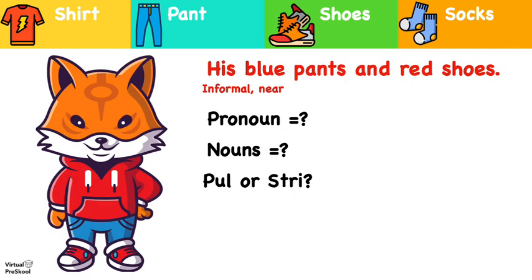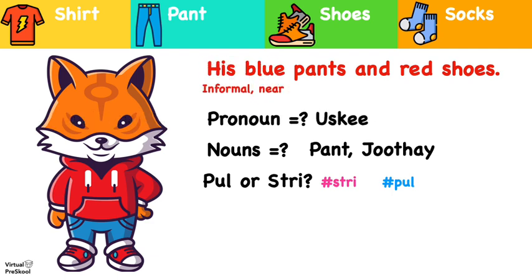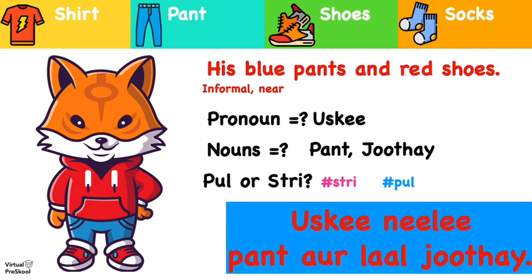Let's do his blue pants and red shoes. What are the nouns? Pants, pant, and shoes are joothay. Is pant pull or stri? Stri. What about joothay? Pull. And which form of the pronoun his would be correct for this sentence? And notice the information provided. It says informal and near. So the pronoun would be uski. Now put the sentence together. Uski neeli pant or lal joothay.